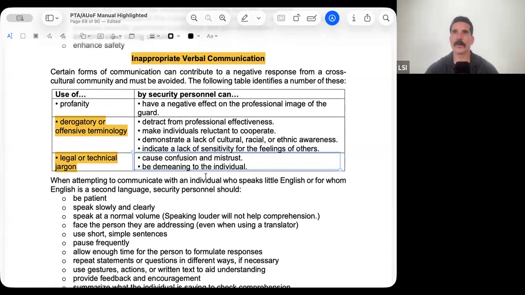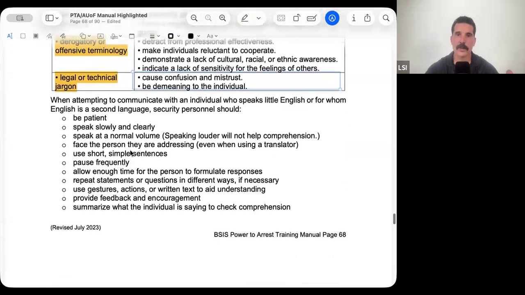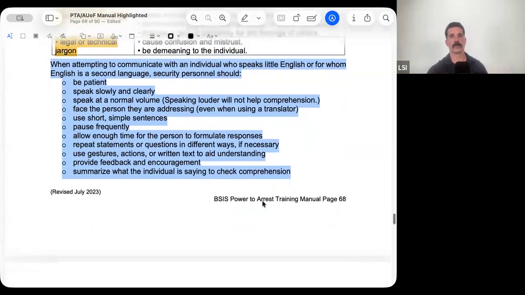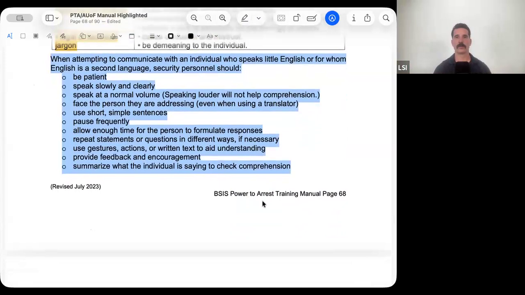Basically, you just want to be respectful in your use of language. Be respectful, be polite, and be professional. And it continues. When attempting to communicate with an individual who speaks little English or for whom English is a second language, security personnel should be patient. Speak slowly and clearly. Speak at a normal volume. Speaking louder will not help comprehension.